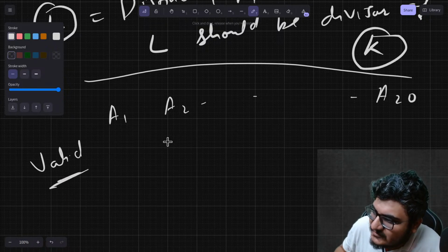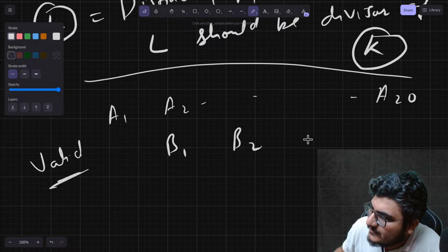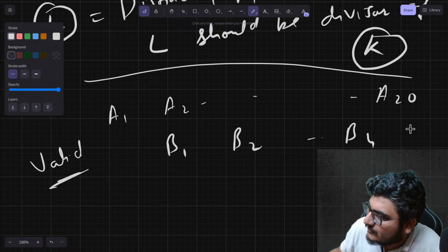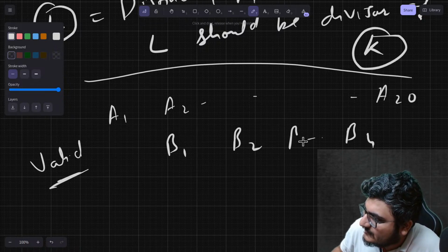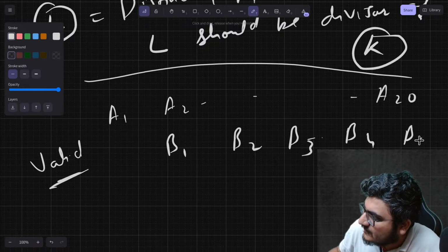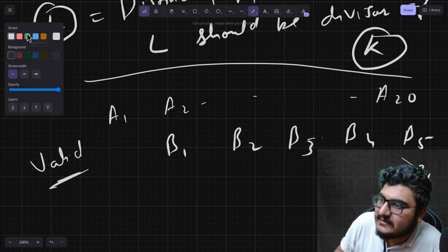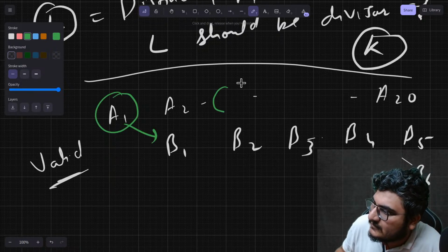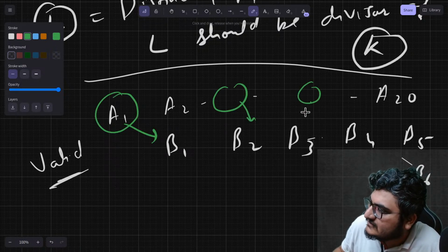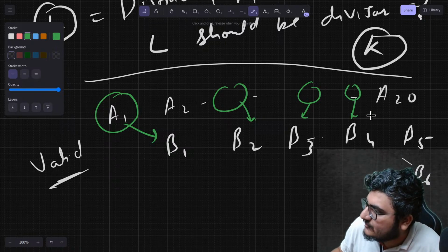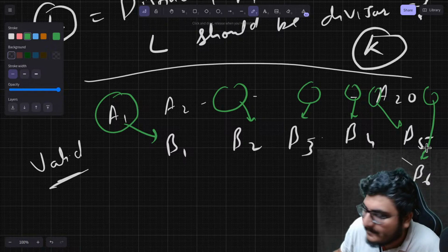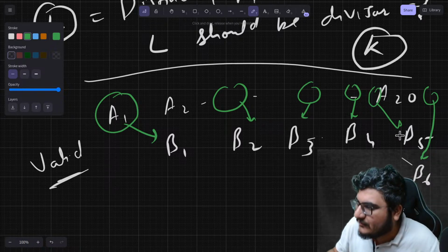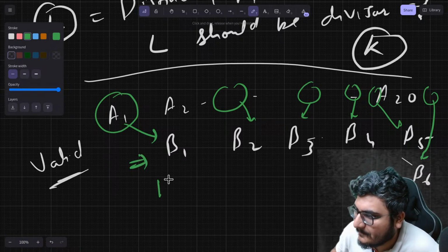Let's say we have chosen some numbers B1, B2, B3, B4, B5, B6. This basically means we have chosen some 6 numbers from this. This is B1, this is B2, this is B3, some number here is B4, some number here is B5, and some number here is B6. Now we have to count how many different numbers there are.